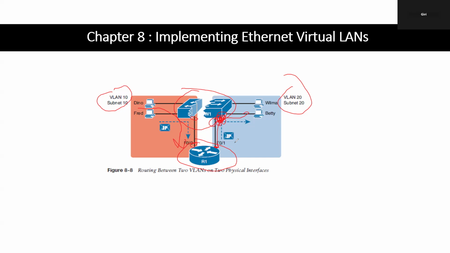Now I know the layer three to layer two mapping. I have the destination address. I know where to send it. The switch is then going to forward that traffic to Wilma in VLAN 20.